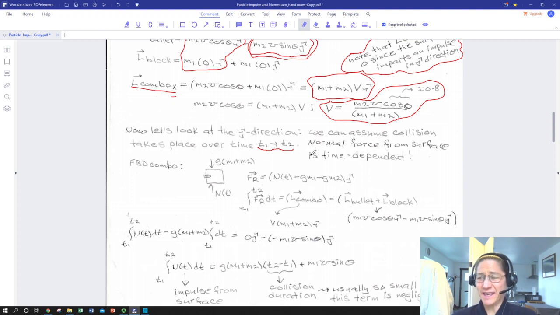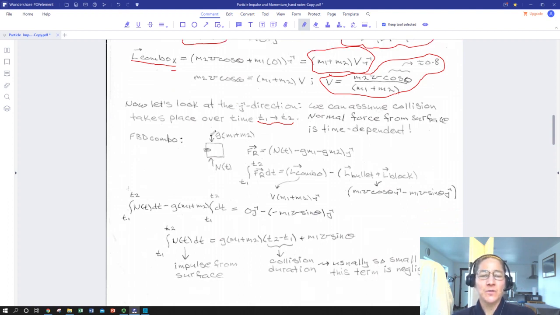But everyone has seen time-lapse pictures of bullets hitting ballistic gel and things like that, and moving through it and being able to see the response of the fluid. So if we can capture it on film, it's time dependent. So that means the normal force from the surface is time dependent. So it will be applied over a time period as the bullet embeds and becomes part of the block bullet combo. So we can get our arms around this with an FBD.